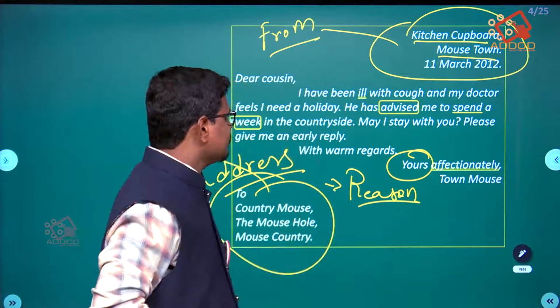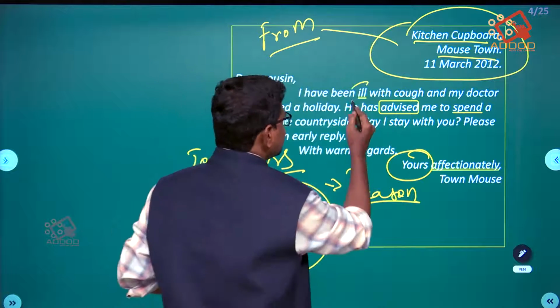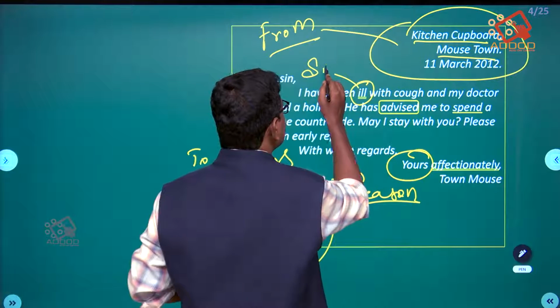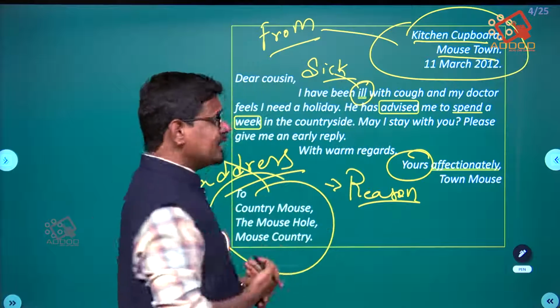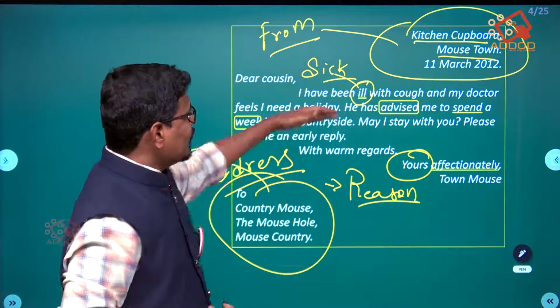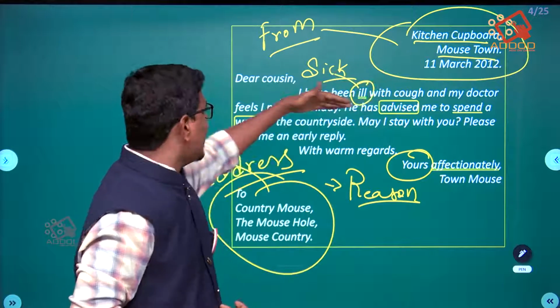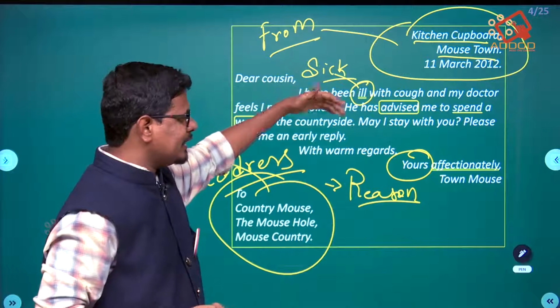So what happened? The town mouse is ill. Ill means sick, unhealthy. It is ill with cough, and my doctor feels I need a holiday.